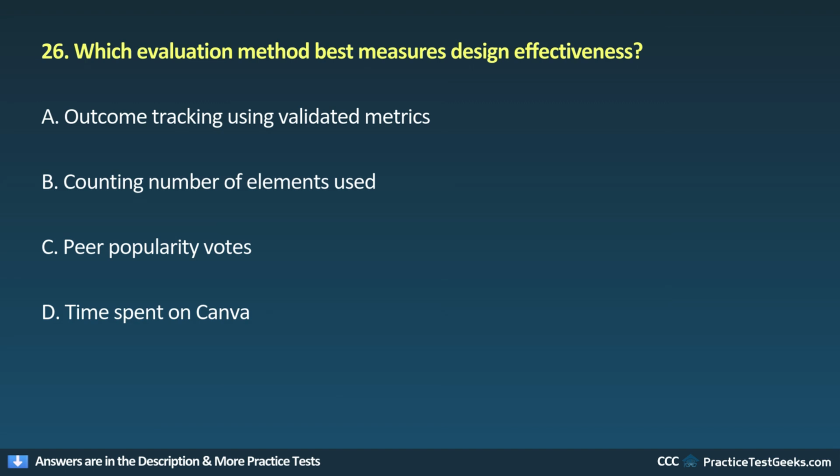26. Which evaluation method best measures design effectiveness? A. Outcome tracking using validated metrics. B. Counting number of elements used. C. Peer popularity votes. D. Time spent on Canva.